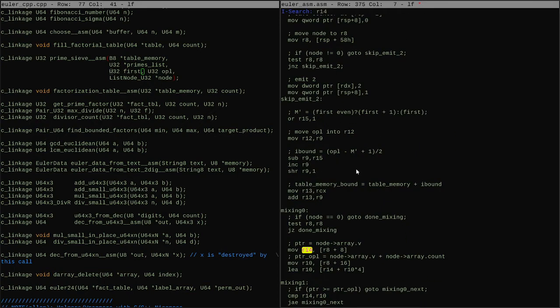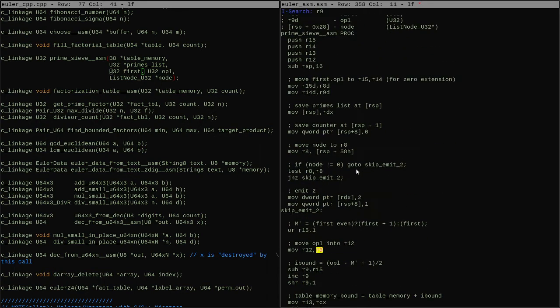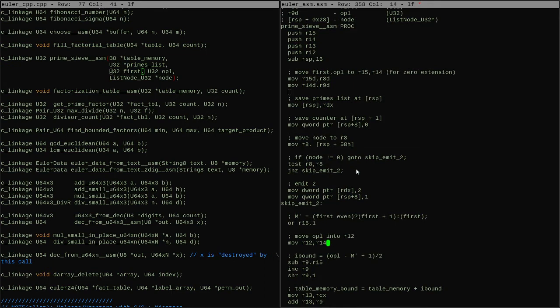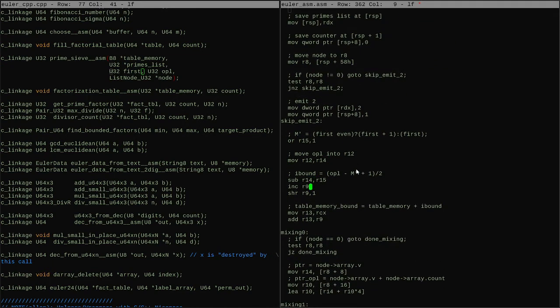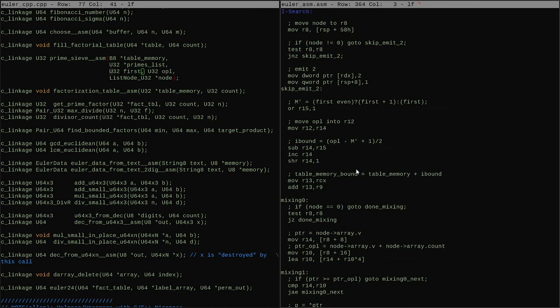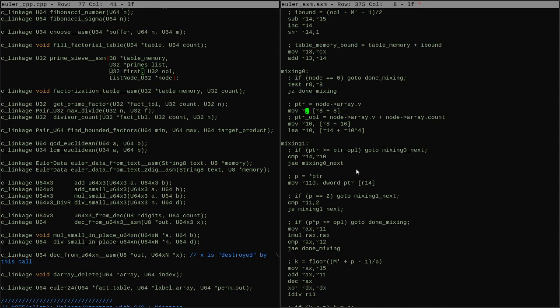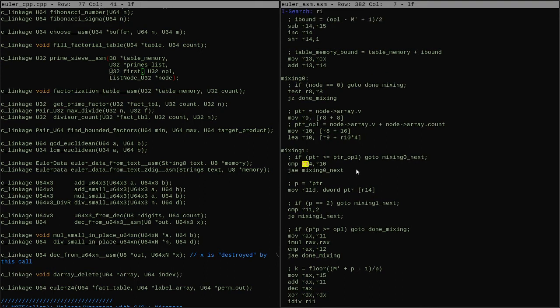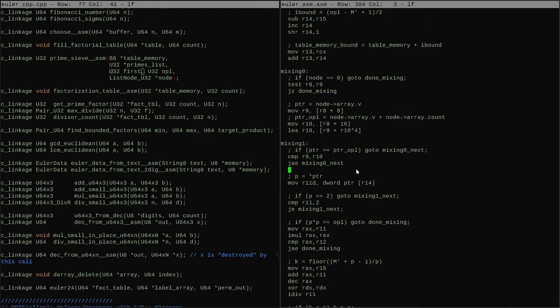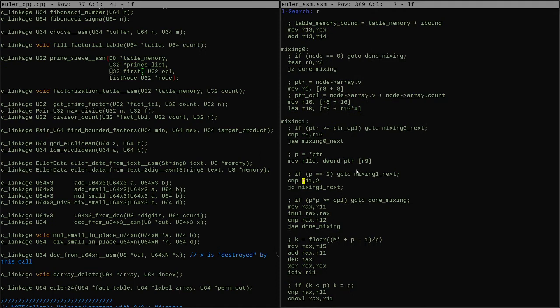Now R14 and R9. Okay, R9 is 14. R14 is 9.